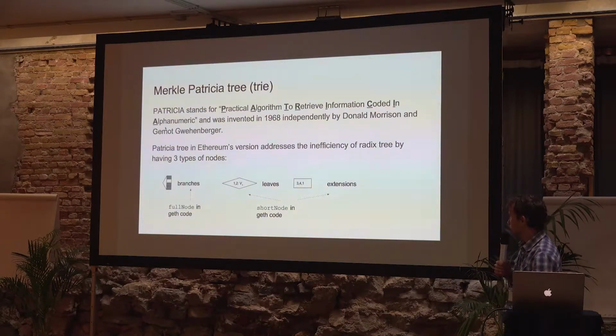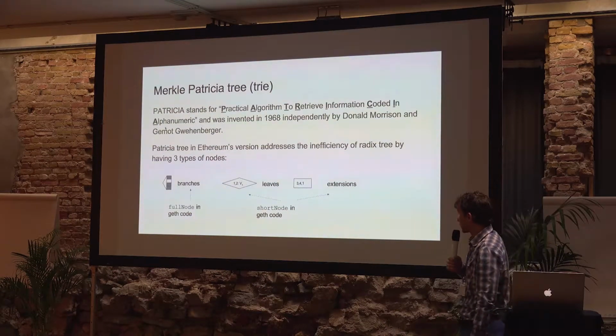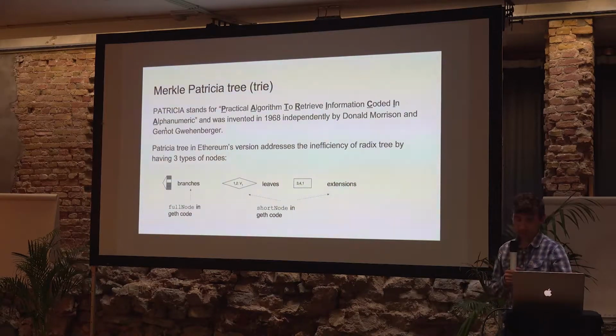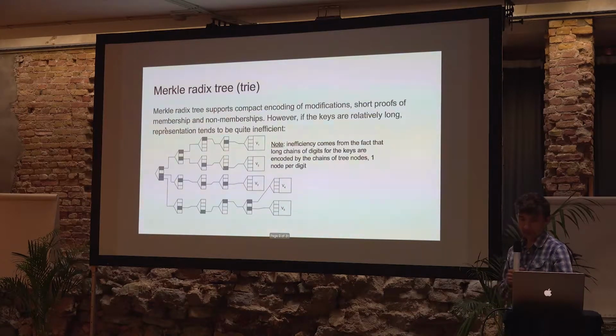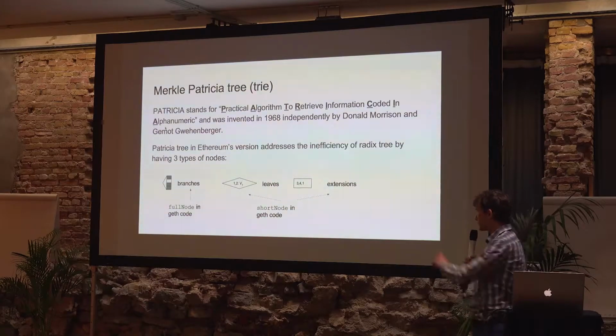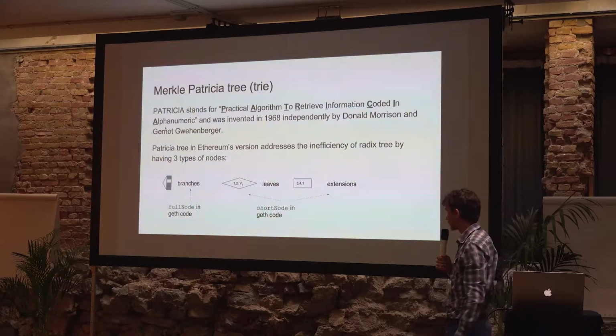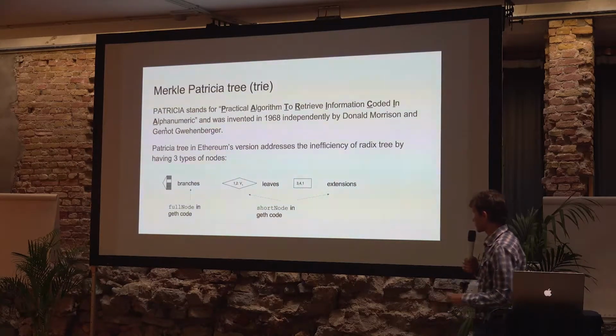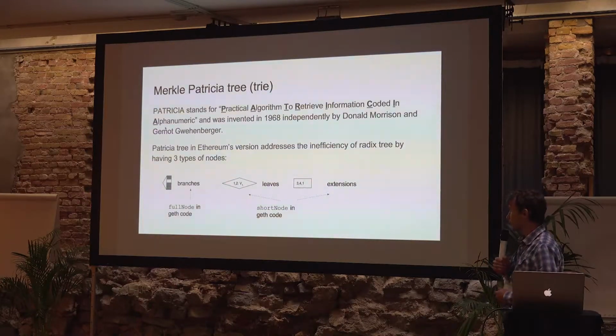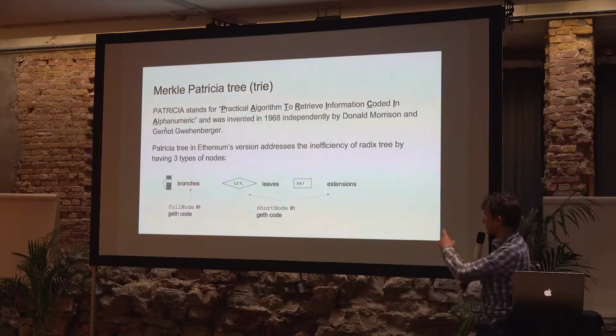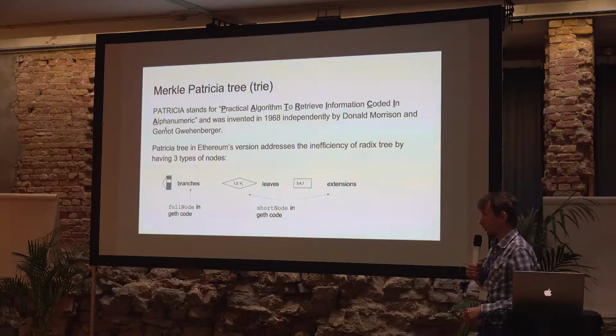The idea here is that we replace the segments of these nodes with so-called extensions, and if they lead to the actual values, then we call them leaves. So the leaves here are the diamond-shaped things, and extensions are squares. In the Go Ethereum code, it's a little bit confusing, but the branches are called full nodes, and these leaves and extensions are called short nodes.